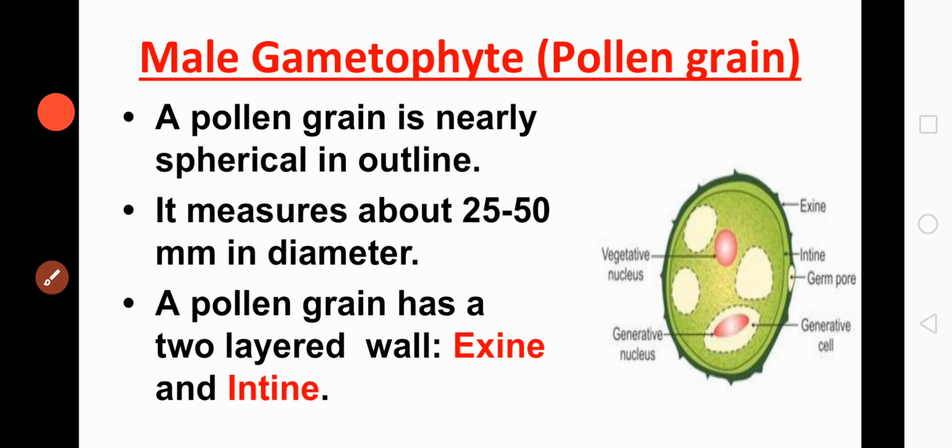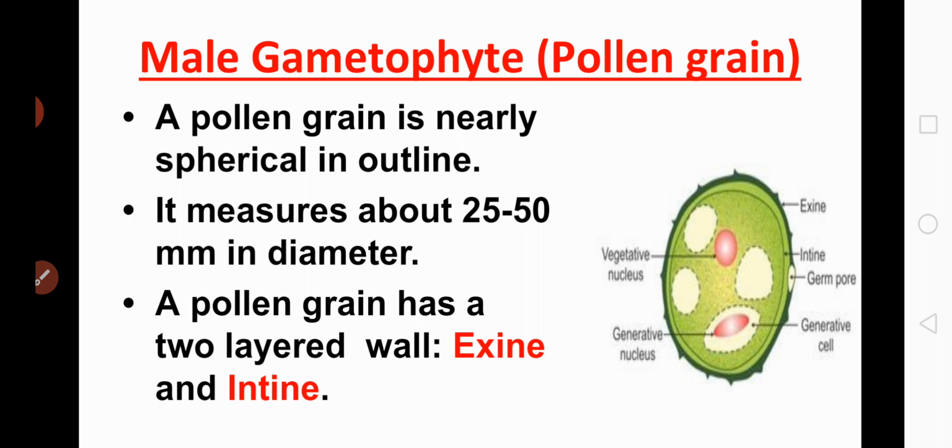that is the structure of a pollen grain. So here the pollen grain is also called the male gametophyte. Why? Because this pollen grain carries the male gametes. Okay, so since male gametes are present, the pollen grain is called the male gametophyte.